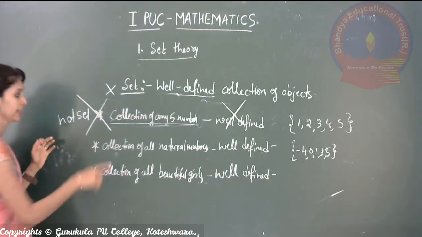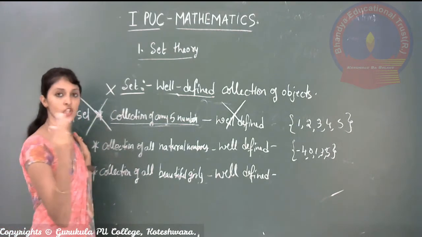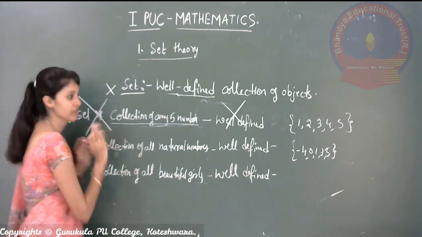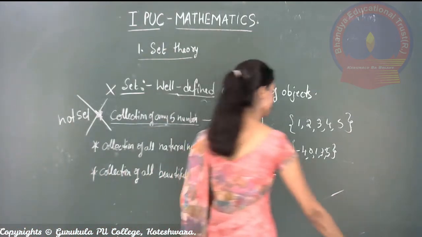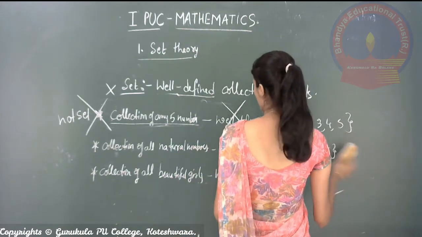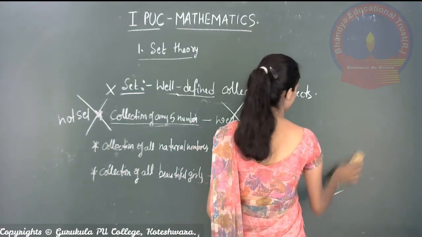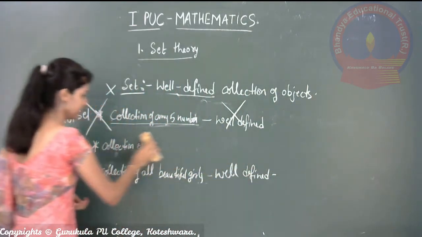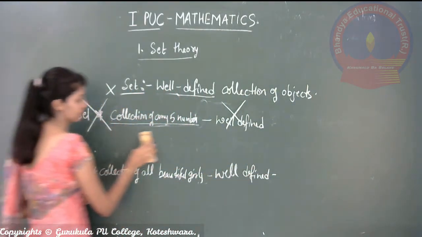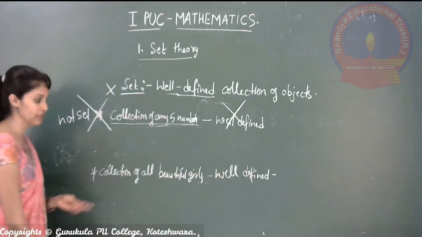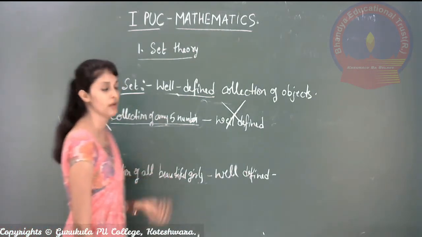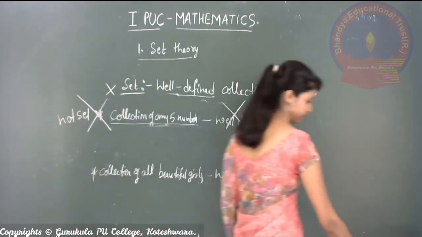If the definition is still not clear, you can try to understand with this example. The second example is collection of all natural numbers. Leave this second example for now, at the end I will tell about that. Now the third example, collection of all beautiful girls.